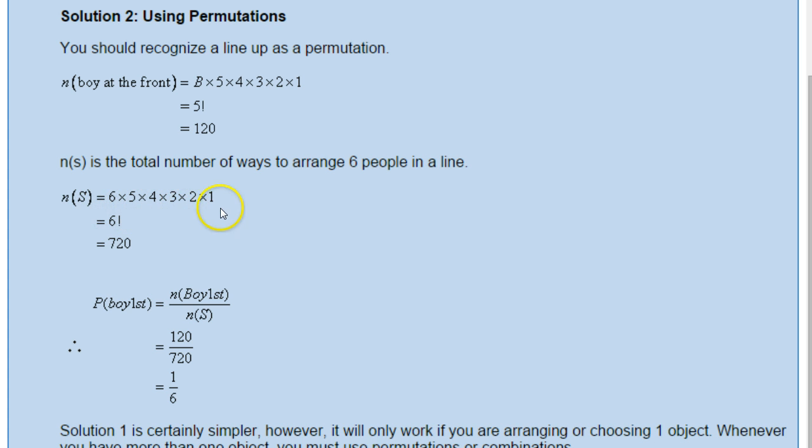6 times 5 times 4 times 3 times 2 times 1. So the probability that the boy is first is going to equal the number of arrangements where the boy is first over the total number of possible arrangements. 120 divided by 720 is 1/6. Now, solution 1 is certainly simpler, but when you have more than one object, you are in all likelihood going to have to use permutations or combinations.